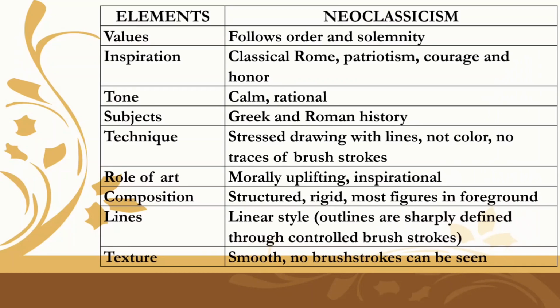Now, let's do the wrap-up. Please look at the table on the slide and understand neoclassical arts further. Elements, we have values, follows order and solemnity. Inspiration, classical Rome, patriotism, courage, and honor. Tone, calm, rational. Subjects, Greek and Roman history.